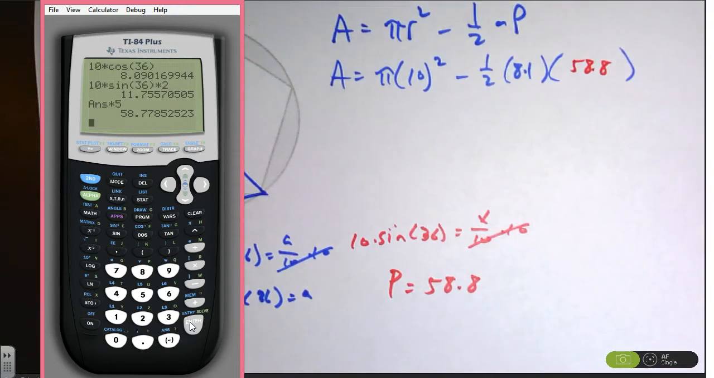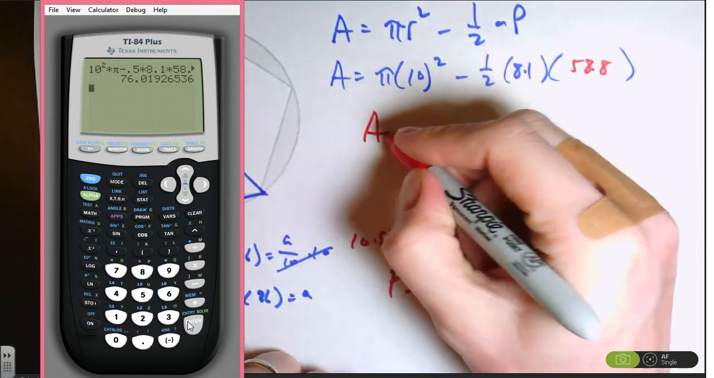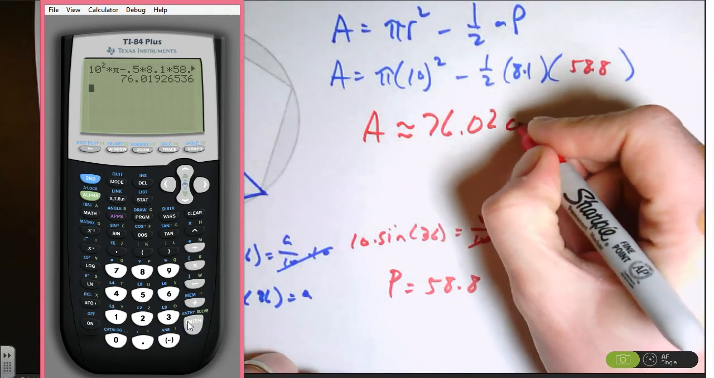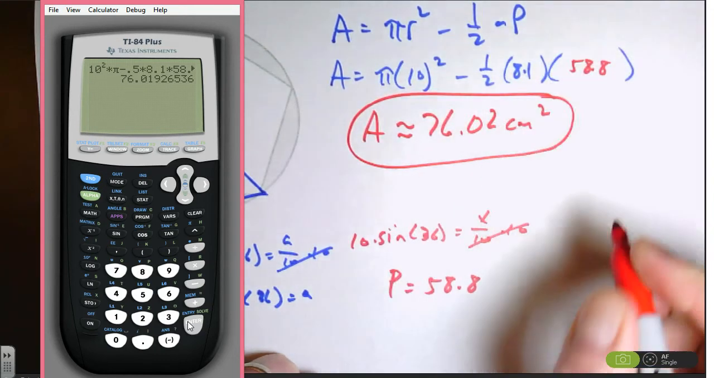There we go. Now we're ready to figure out this area. So 10 squared times pi minus 1/2, which is 0.5, times 8.1 times 58.8, which is 76, almost flat, 0.02 centimeters squared. There we go.